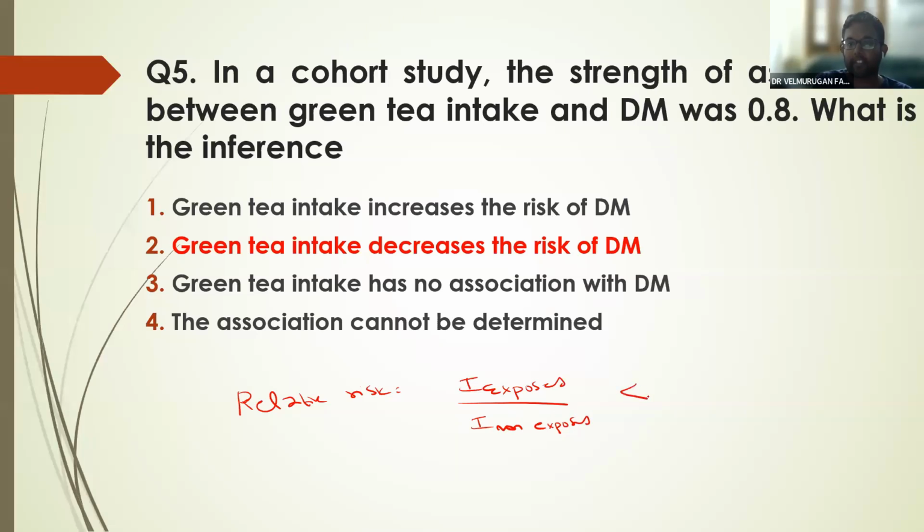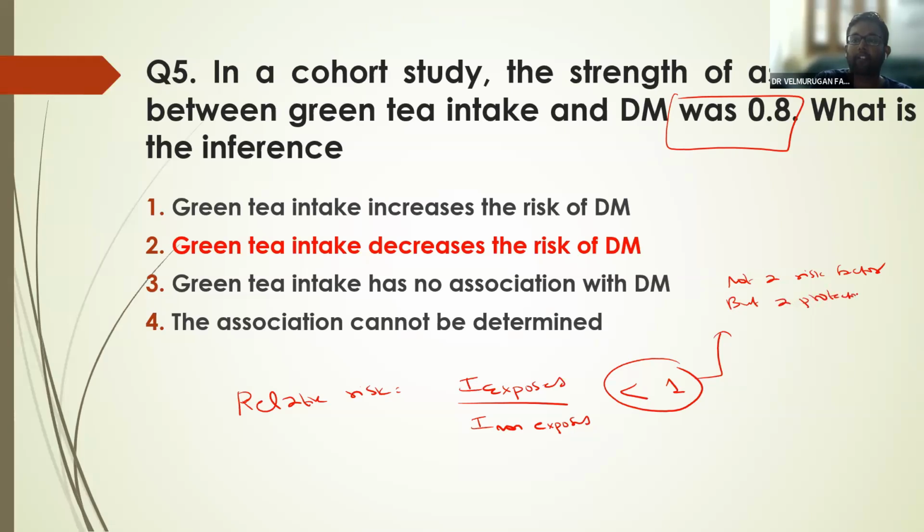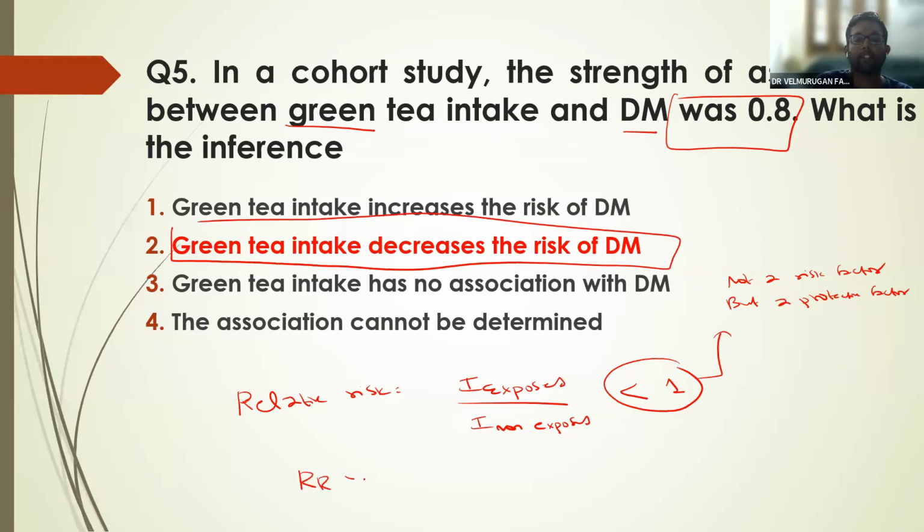Here the relative risk is less than 1. If the relative risk is less than 1, then it is not a risk factor. It is a protective factor. So green tea is a protective factor for diabetes mellitus. It decreases the risk of diabetes mellitus. In case the relative risk is more than 1, then it is a risk factor.